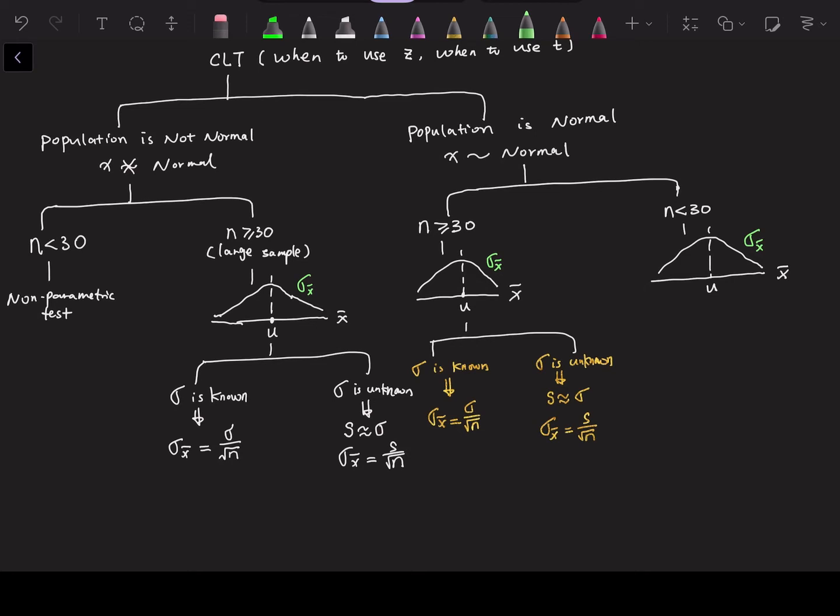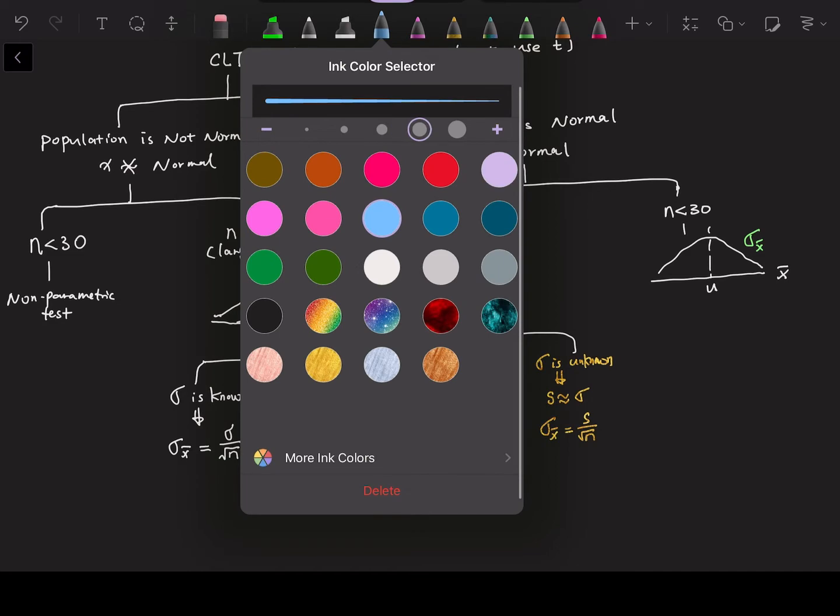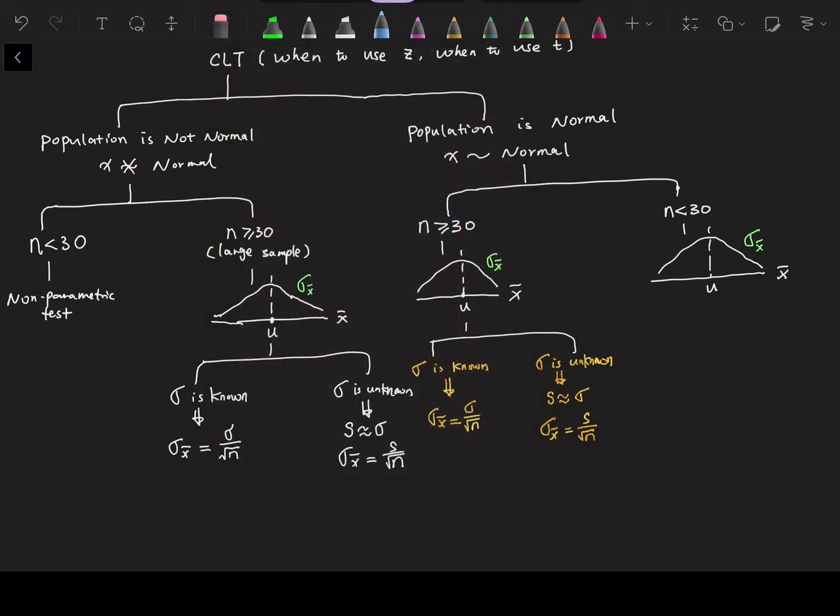So now here comes the key part. Let me just use a different color. Which color is good? Let me use this color, a little bit bold. Okay, so like this. So let me use white color first.